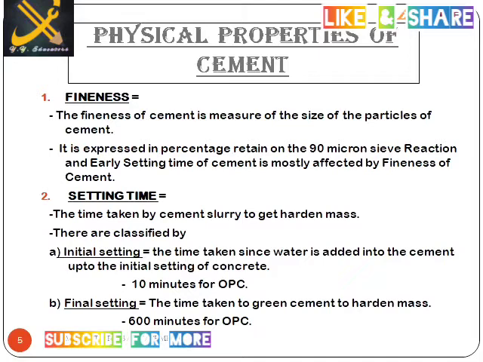The final setting time is the time taken for green cement to harden into a mass. Green cement means fresh concrete. It will be 600 minutes for OPC. So the final setting time is 600 minutes for OPC.